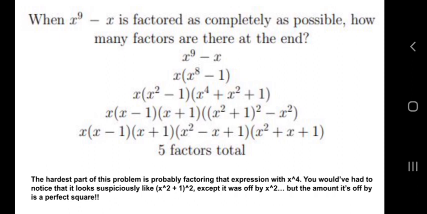Okay, so step 1, there's definitely an x in both of the terms. Because it's x to the 9th minus x, we can factor out an x, and then we'll get x times the quantity x to the 8th power minus 1. Okay, so now we need to deal with that x to the 8th power minus 1. Now, that is a difference of cubes, and it's also a difference of squares.